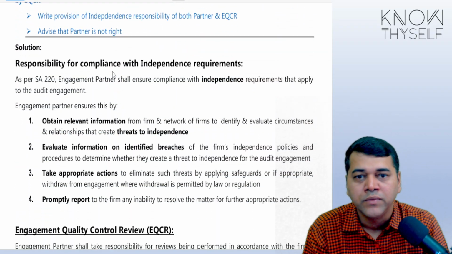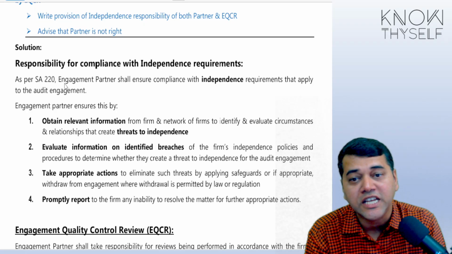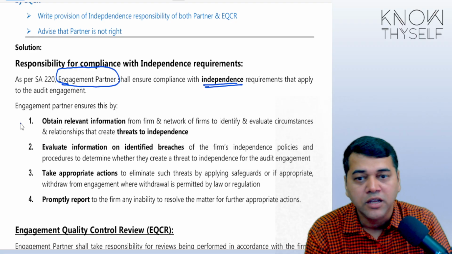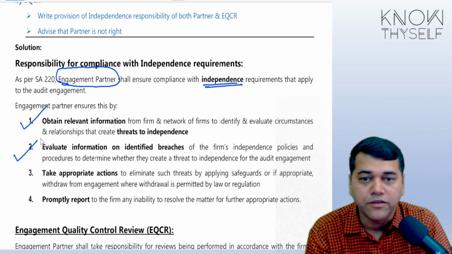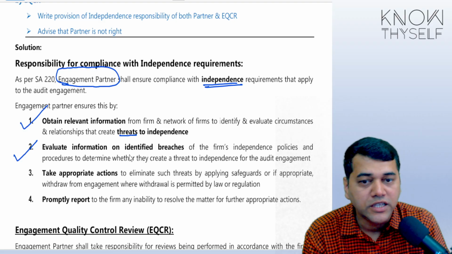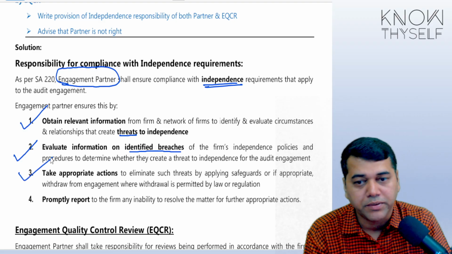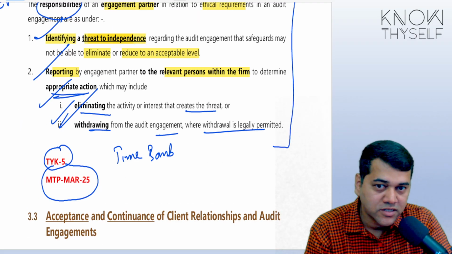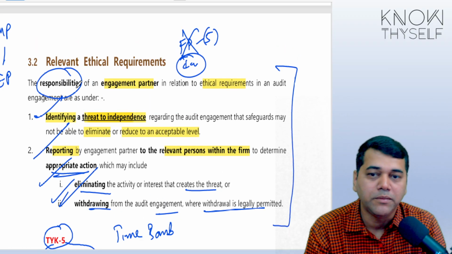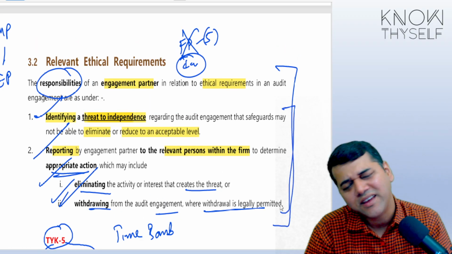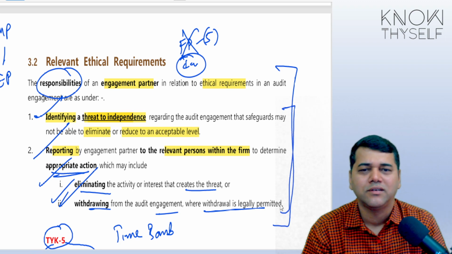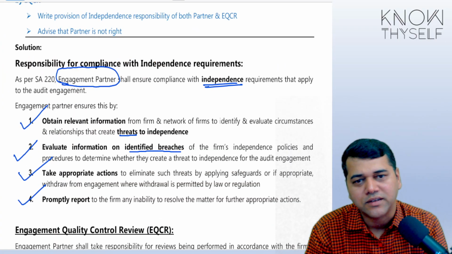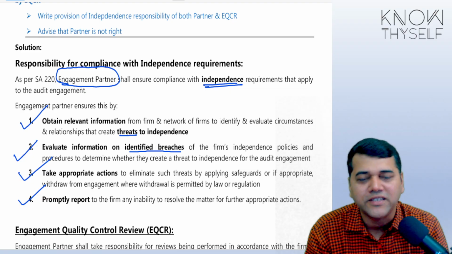First, you have to write what is the responsibility of the engagement partner as per SA 220 related to independence. What is his responsibility? Obtain information, evaluate the information and identify the threat, evaluate the information on identified breach, take appropriate action, promptly report. Now go back to the study material. Is this language there? In the study material, they said responsibility, the same thing told. The words are different, the way they have written is different, but the crux is the same.